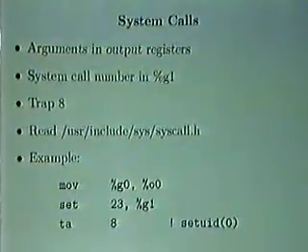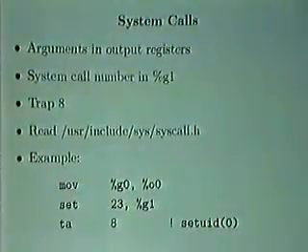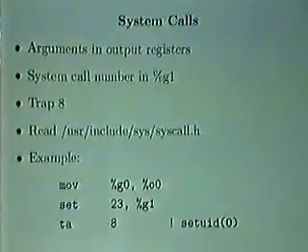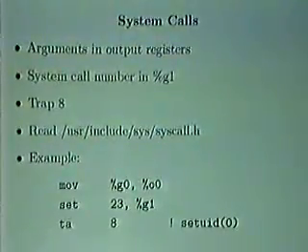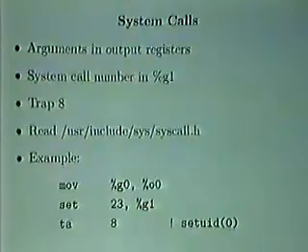We are going to set the output register to 0 because global 0 is basically the dev null register. It's hard-coded 0. 23 is the index of the setuid system call. Move that to global 1, do the trap.